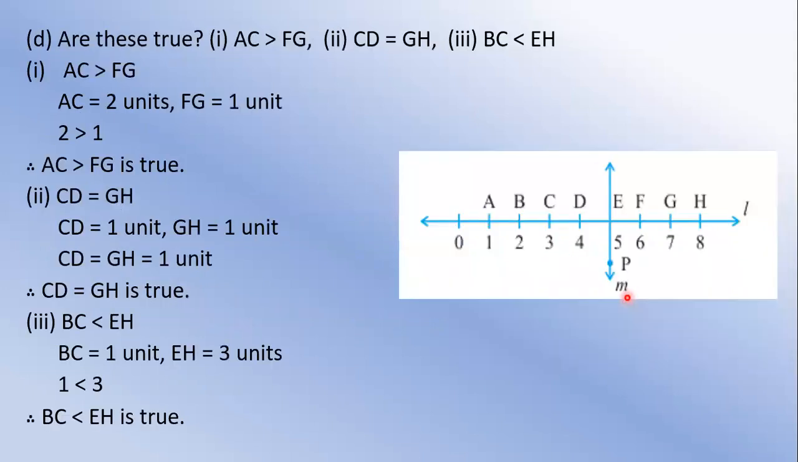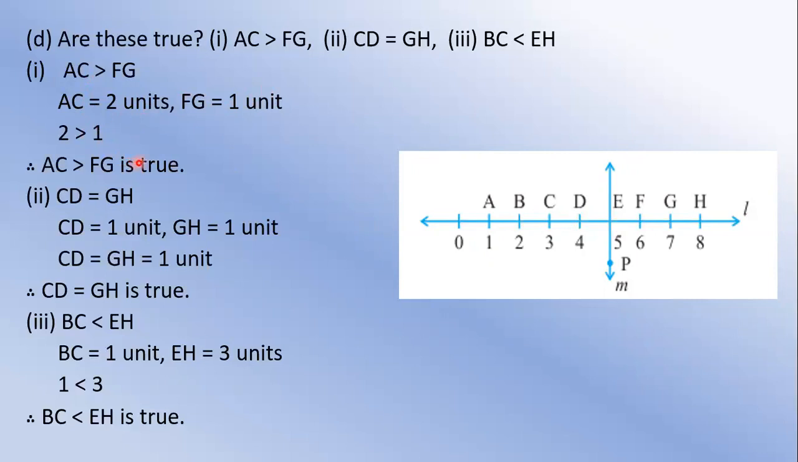Okay. Now the next question. Are these true? First one, AC is greater than FG. We have to locate AC. Where is AC? The measure of AC is 2 units. See, A and C, it is 2 units. And FG, we will see FG measures only 1 unit, right? So the measure of AC is 2 units and the measure of FG is 1 unit. And you know 2 is greater than 1. Therefore, AC is greater than FG.